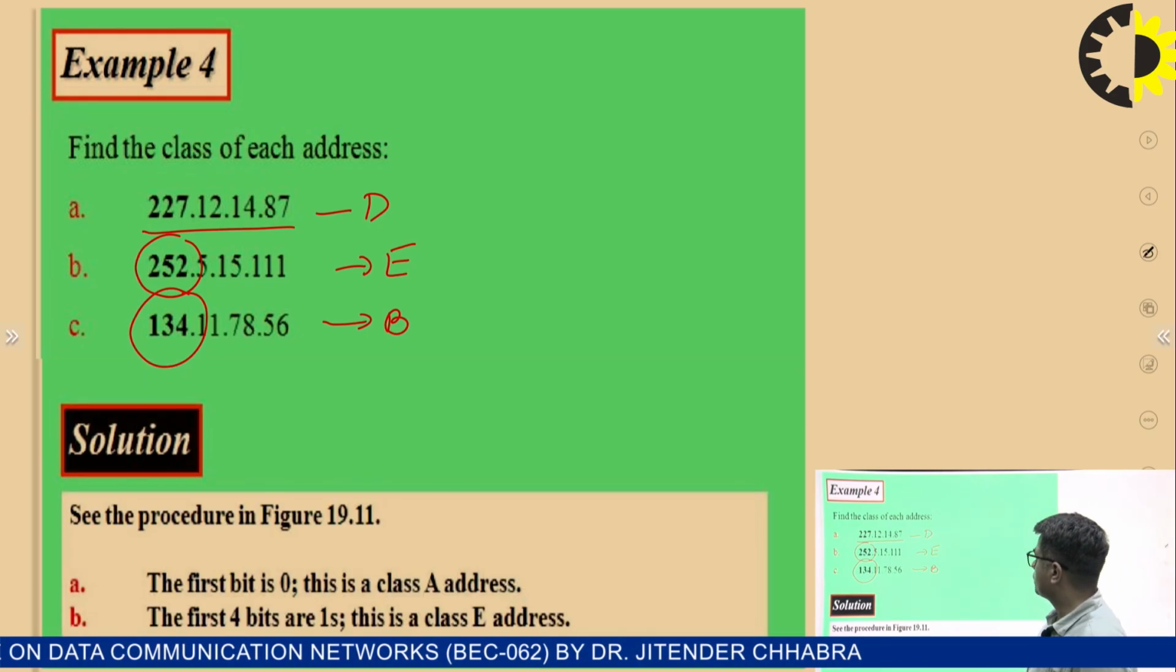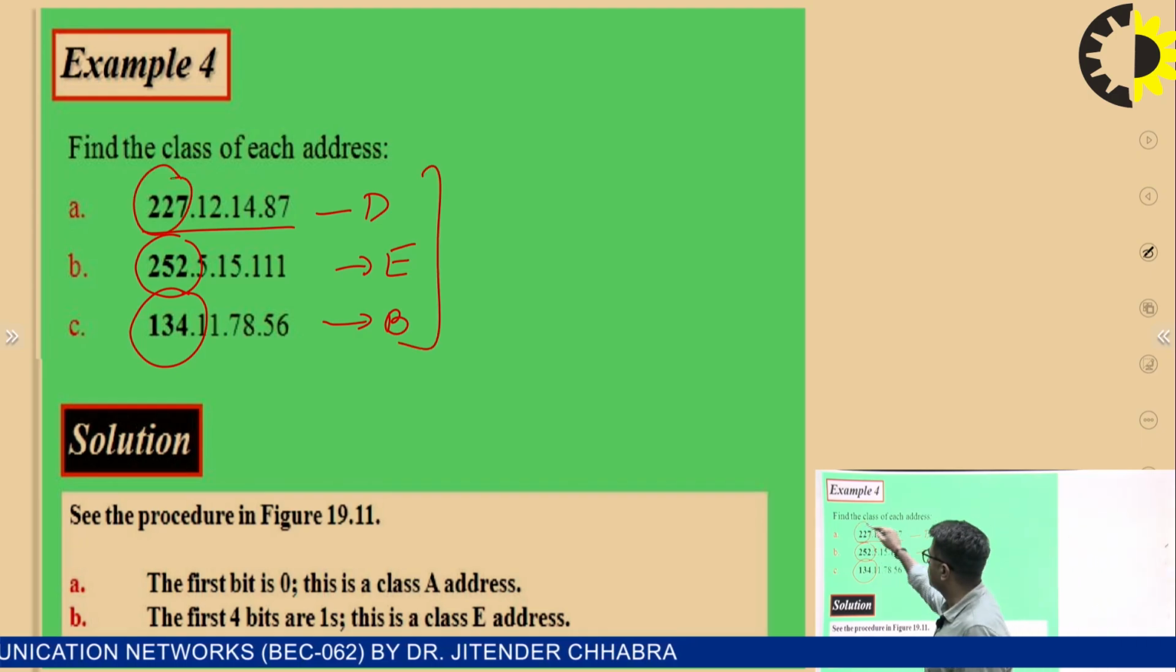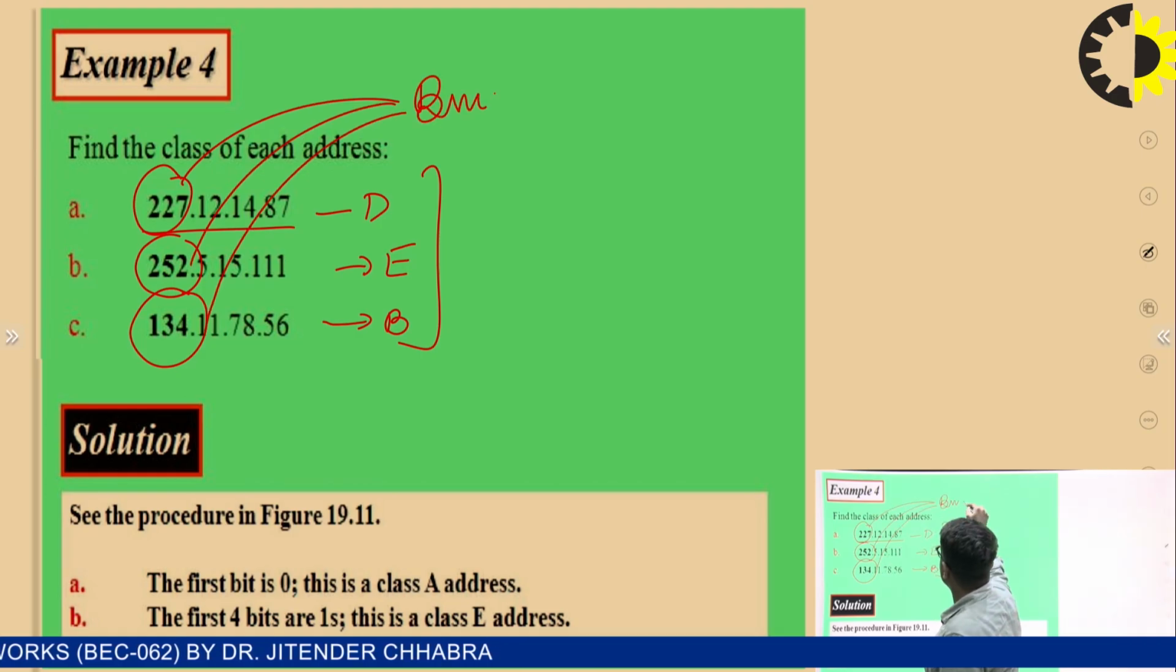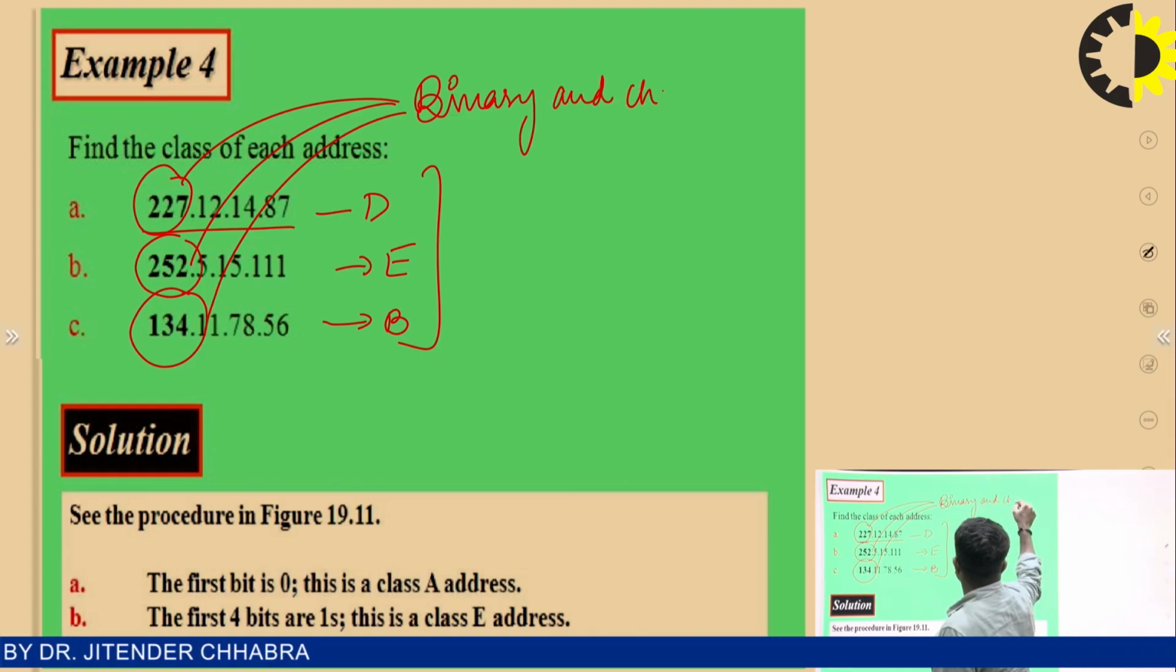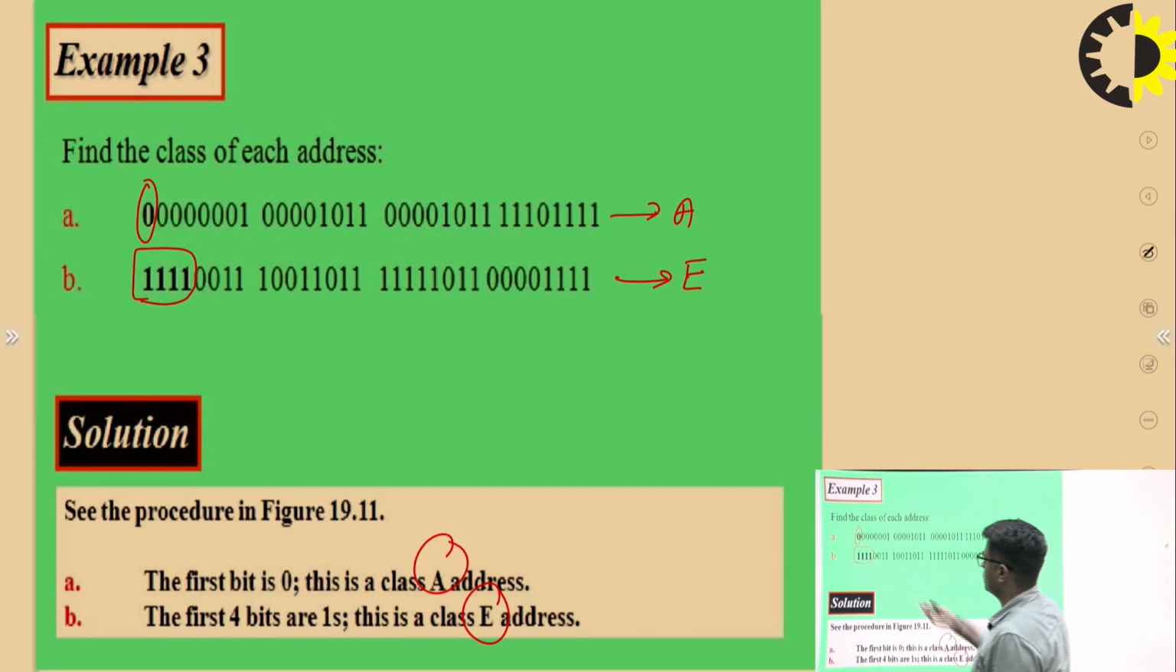Okay. This is the simple way, or we can convert these numbers into binary and check the MSBs like we have done in this case. Okay.